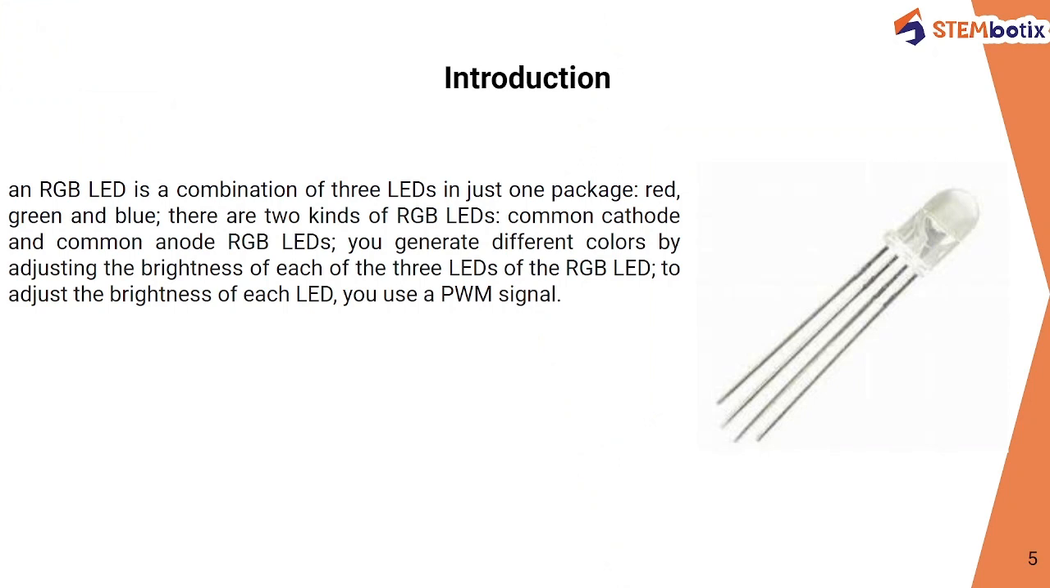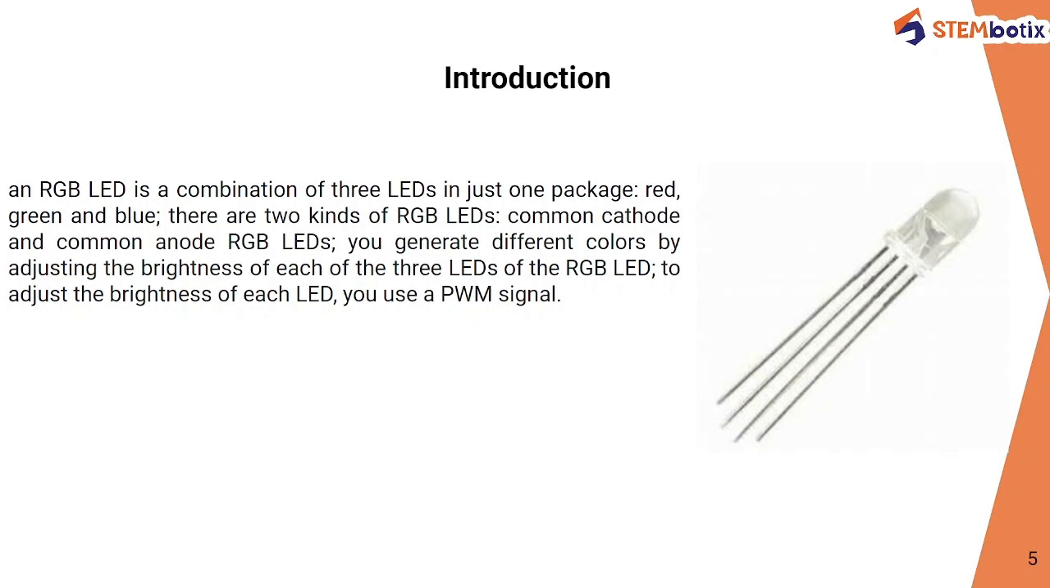So first of all, we will understand what the RGB LED is. An RGB LED is a combination of three LEDs in just one package. As you can see, the RGB LED's name is R, G and B. Yes, these three letters have meanings. R stands for red, G stands for green, and B stands for blue.